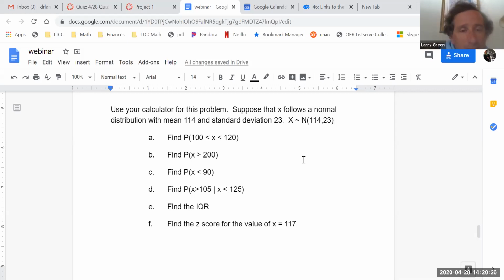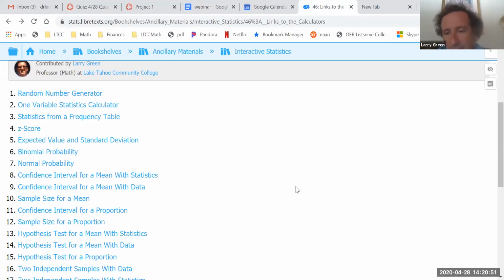So let's find the probability that x is between 100 and 120. Let me write this down so I don't lose it. x tilde N(114, 23), and we want the probability that x is between 100 and 120. All right, now we're supposed to use our computer. I'm going to show you what I did, and I programmed this.